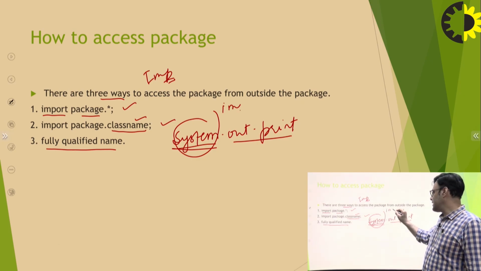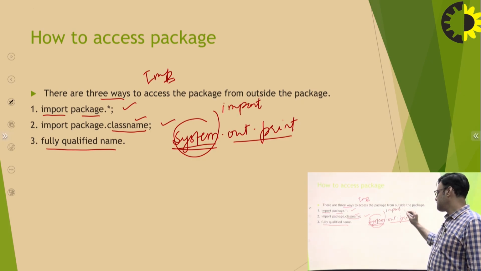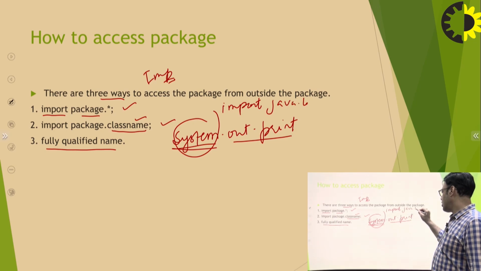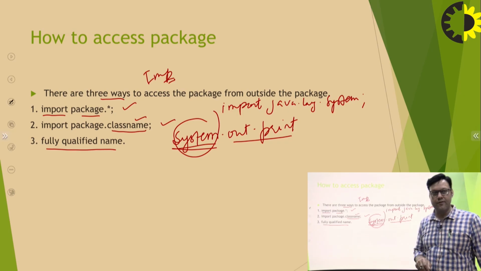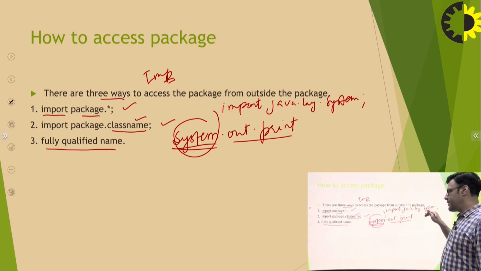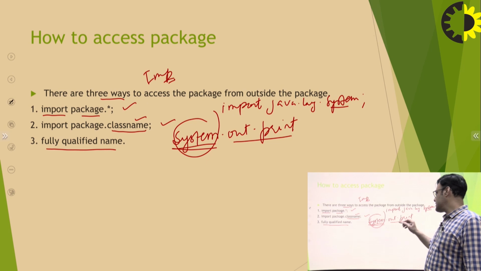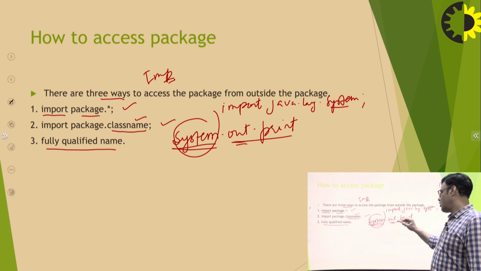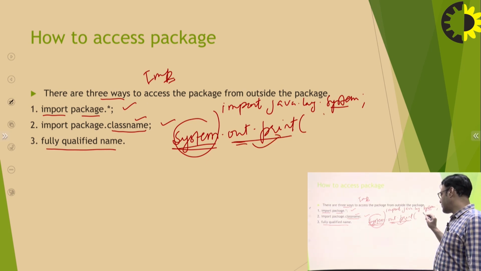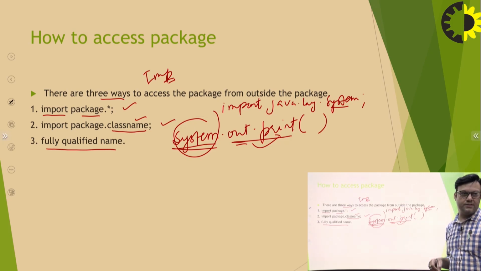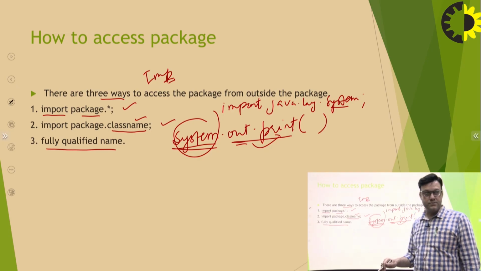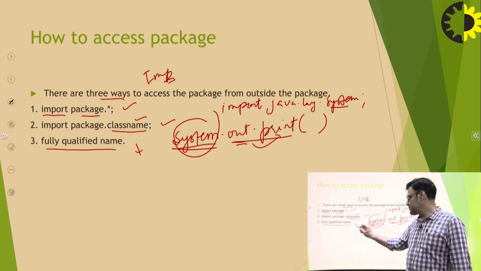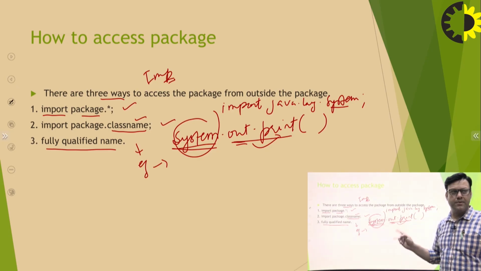So we will use import java.lang.System. If we have already included that, then we know that under System we have the out object, and we are calling the print function under it. Like that we can use a fully qualified name. Don't worry, I will show you with an example in my coming slide.